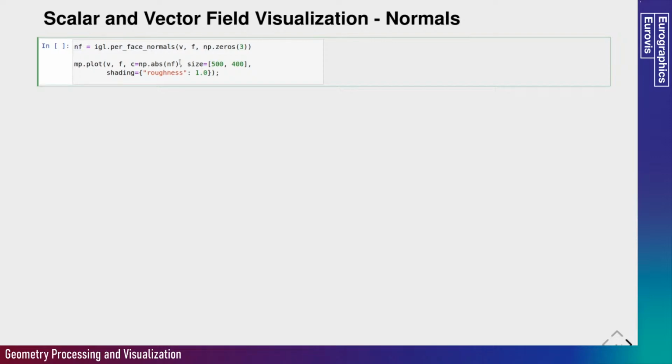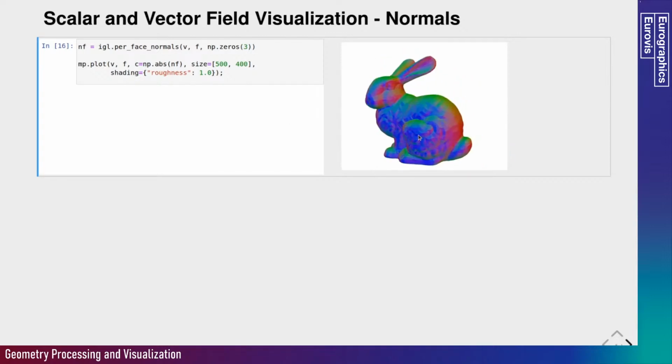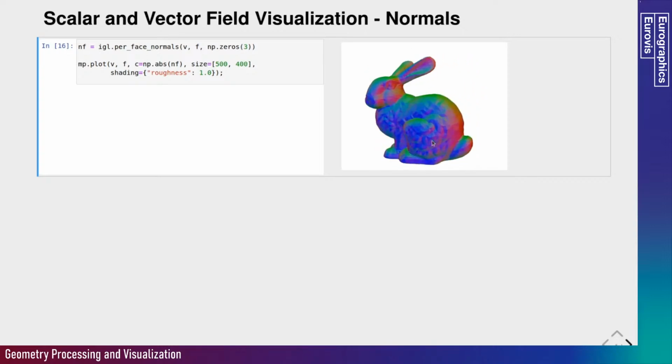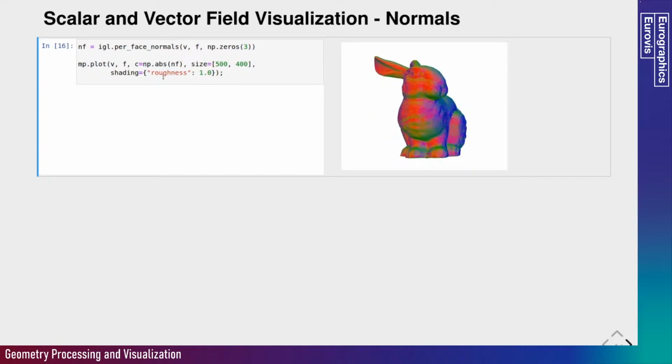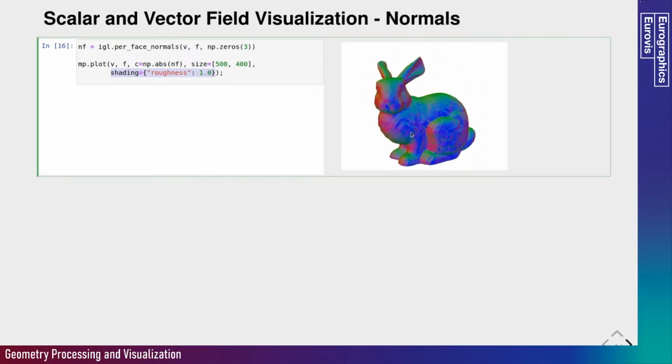To visualize these face normals we can, for example, pick color coding, so we hand in the colors again and we just use the absolute value of these face normals. Let's see how this works out. So this is the plot, and we see that the normal direction of our face normals is directly mapped into red, green and blue color values. So the colors show us into which direction the triangles point. For this we also set some shading parameters in order to avoid misleading reflections.